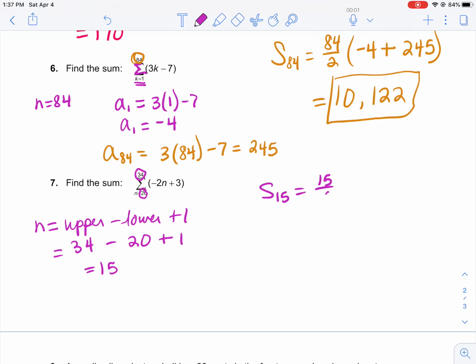So I'm going to do 15 divided by 2 times, keep in mind, this is a big one. This is where kids are going to make a lot of mistakes right here. It's when this number is not 1. Then you have to do this over here. It's 1 more than you actually think it is.